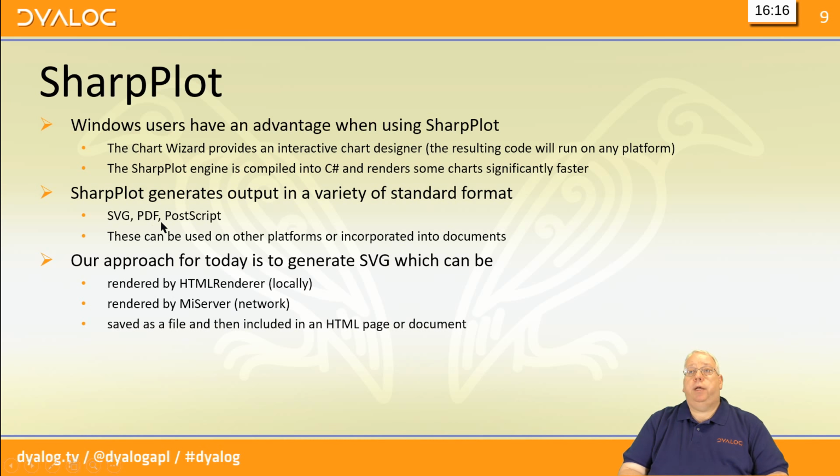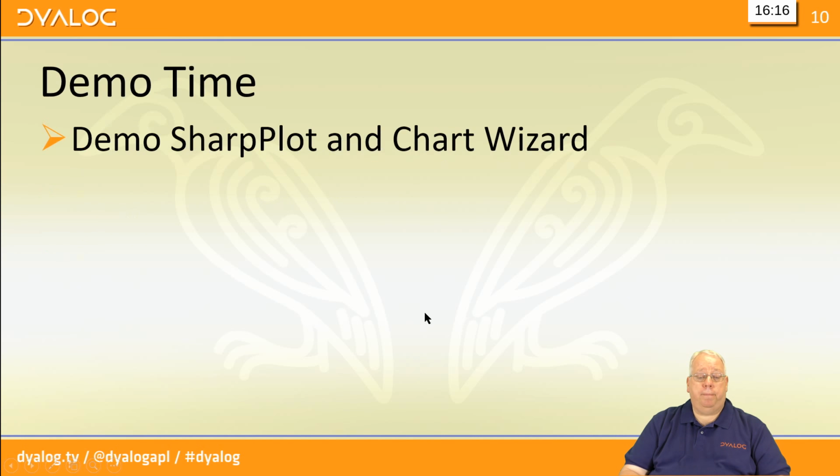SharpPlot will generate output in a variety of standard formats: SVG, PDF, and PostScript. And then you can take the output that SharpPlot generates and use it on other platforms or incorporate it into documents. Our approach for today was to generate some SVG, which can be rendered by an HTML renderer locally. It can be rendered by my server on a network, or it can be saved in a file and then included in an HTML page or some other document.